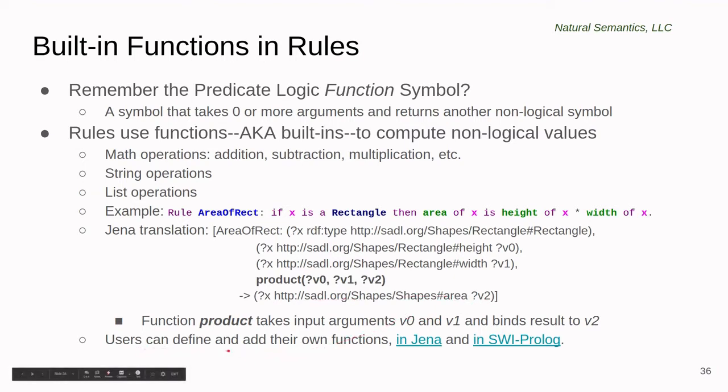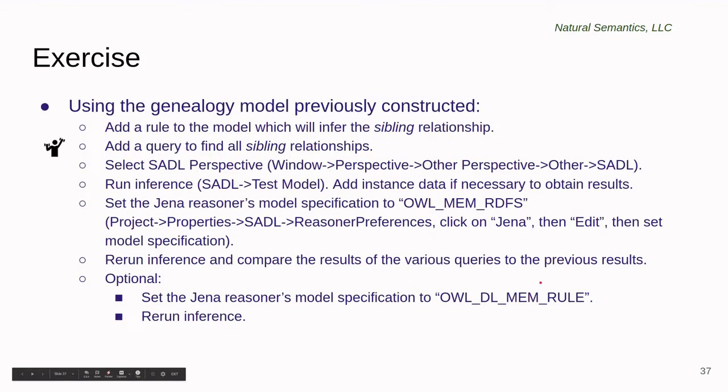Note that users can define and add their own functions to do whatever procedural programming they need to do to compute non-logical values. This can be done in Jena, or in SWI Prolog and many other rule reasoning representations, and also in some query languages. There are links from the slides to documentation on how to do that.